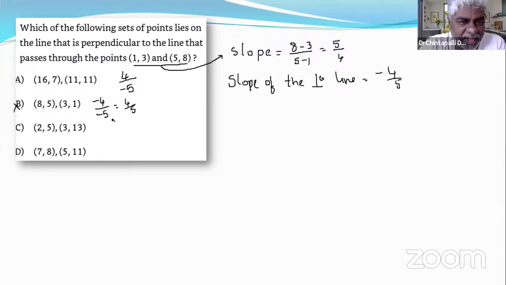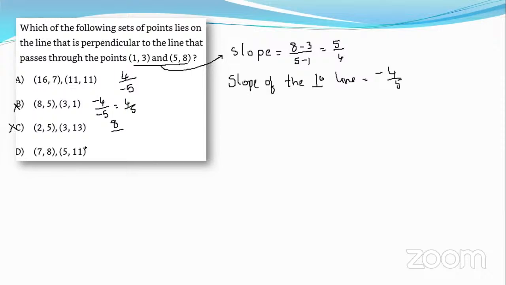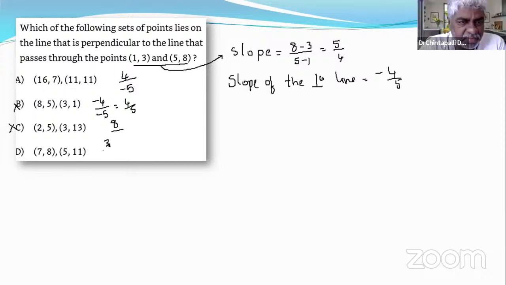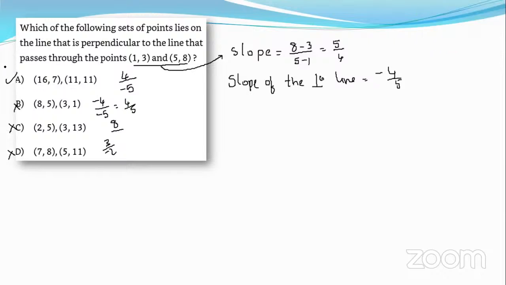13 minus 5 is 8, 3 minus 2 is 1. Not correct. 11 minus 8 is 3, 5 minus 7 is minus 2. Wrong. That's why option A is correct. Next up.